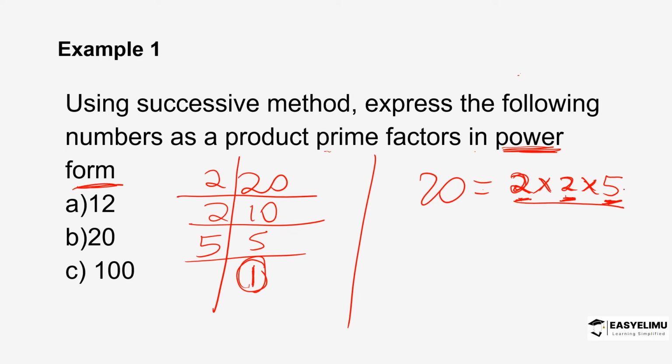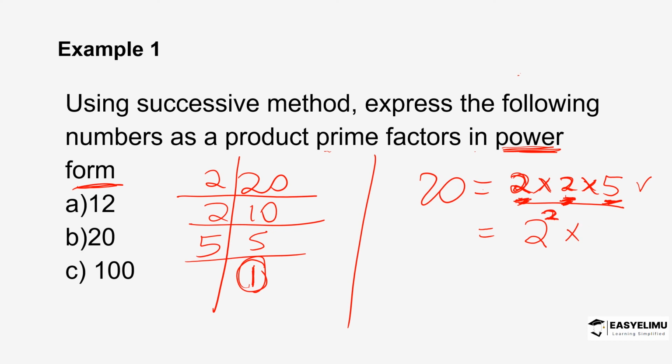So how do you express this number in this product here in power form? You start with the first prime factor, which is 2, and then you check the number of times the prime factor 2 is appearing in the product. It's appearing 2 times, and that becomes the power. So it's written as 2 power 2.